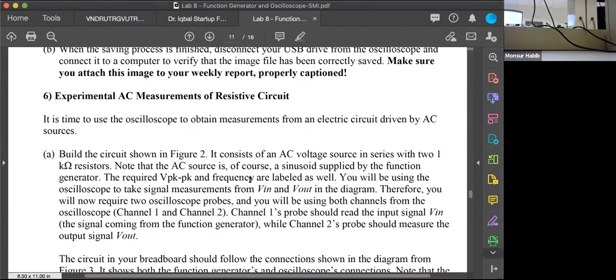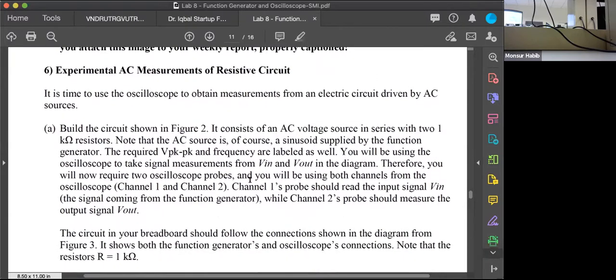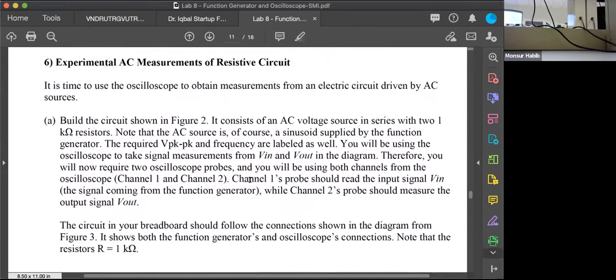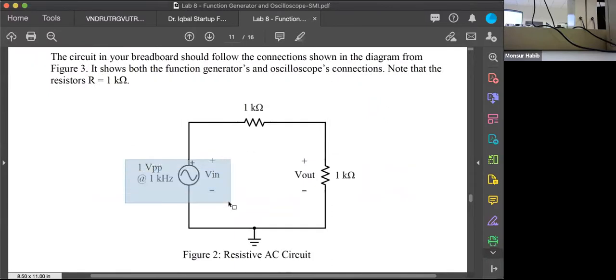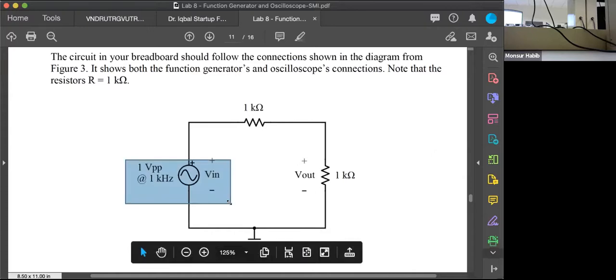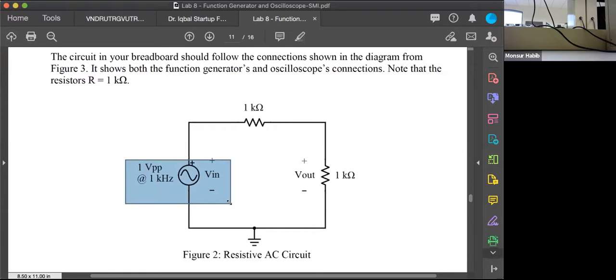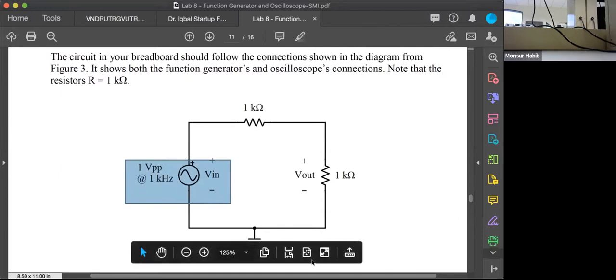A very simple circuit. It has two 1 kilo ohm resistors, right? The only difference between what we have done before and what we are doing now is the power supply. Instead of using your 9-volt battery, we will use a function generator, and the function generator gives 1 VPP at 1 kilohertz. I hope by now all of you know what that means. Anyone who does not know, I can go over it. So do you know what 1 VPP means?